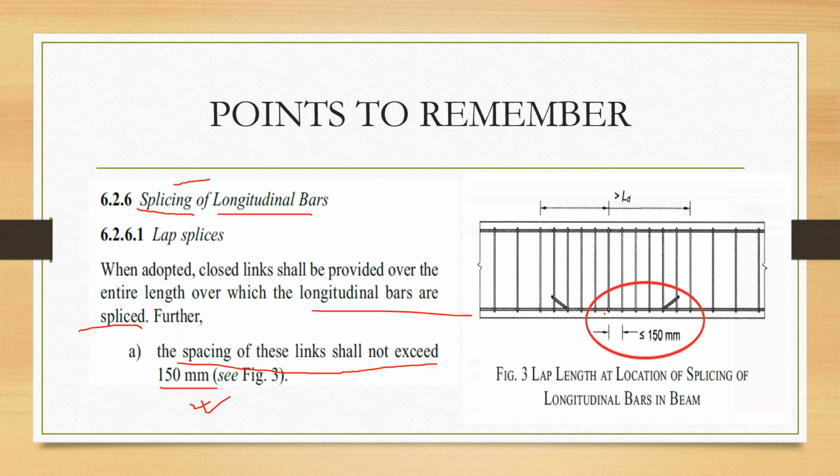That means when you are overlapping the two main reinforcement bars, you should not have the stirrup distance more than 150 mm. It should be equal to or less than 150 mm. That is nothing but your ties or stirrups at the time of lapping or splicing longitudinal bars. Longitudinal bars is nothing but your main bars, main reinforcement bars.